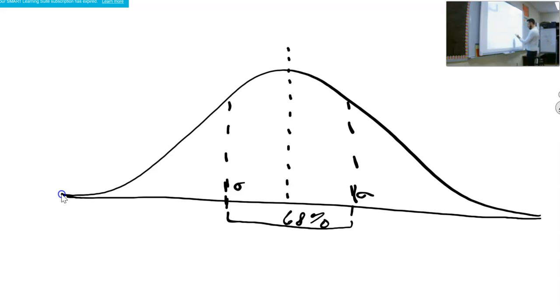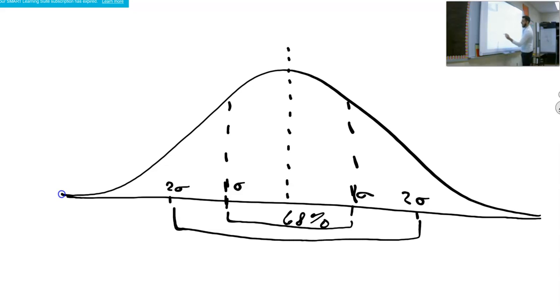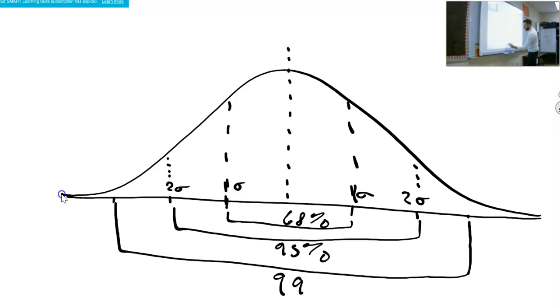If we go out one more standard deviation, then we will have 95% of the area underneath that curve. And then finally, if we go out 3 standard deviations, we'll have 99.7% of the area underneath that curve. Now, of course, this is an approximation. It is not exactly 68%, it's not exactly 95%, but it's a nice rule of thumb to use if we're ever in a hurry and we need to approximate some things.